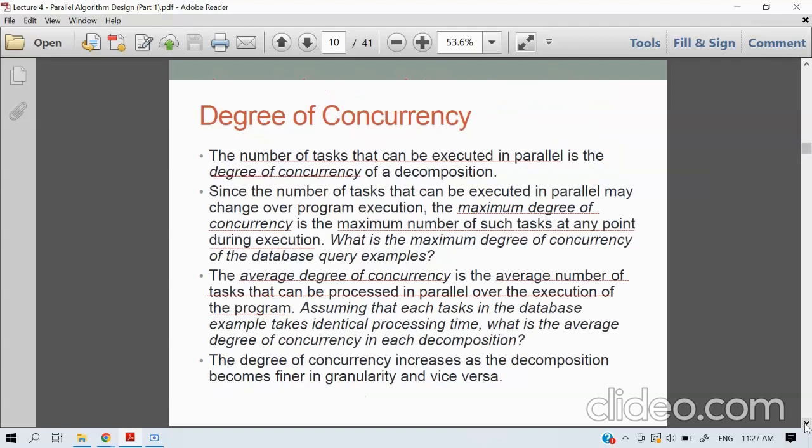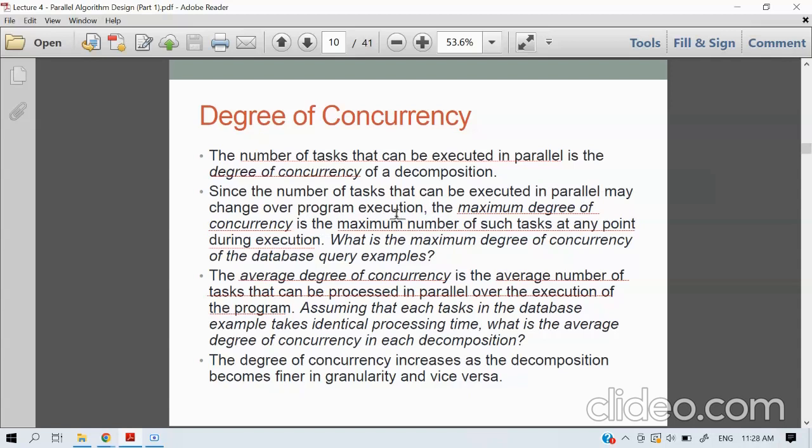Okay, next one. Degree of concurrency. So what is meant by degree of concurrency? The degree is actually the number of tasks that can be executed in parallel. So when we have broken up the problem into several tasks, we need to know the degree of concurrency that we can execute or run at once. Okay, so that is called the degree of concurrency. Since the number of tasks that can be executed in parallel may change over program execution, it cannot be the same.